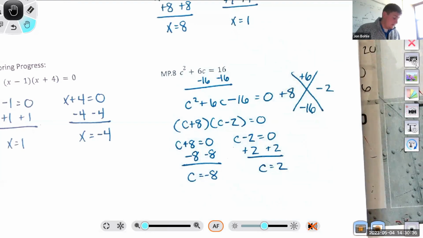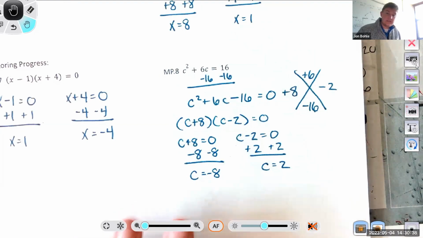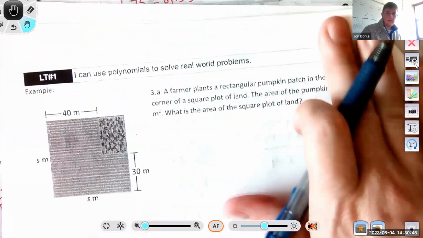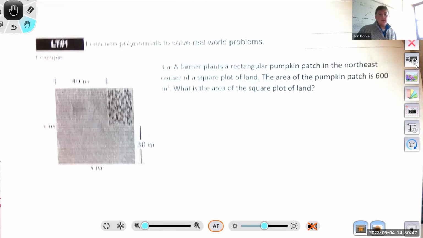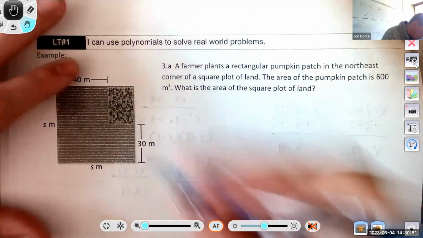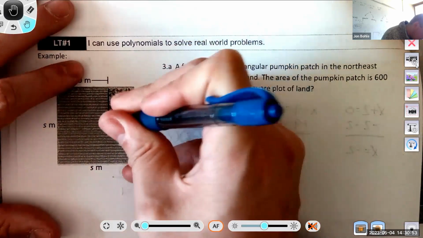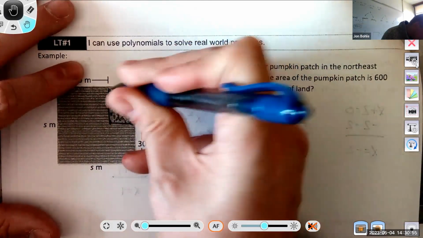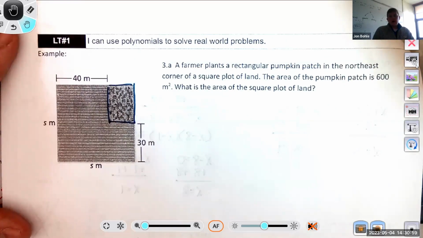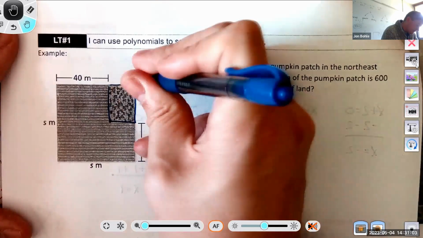Okay. So now all we have left to do is put this to use with some real situations. A farmer plants a rectangular pumpkin patch in the northeast corner of the square parking lot or field. So this is our pumpkin patch. I just outlined it. The area of the pumpkin patch is going to be 600 meters squared.